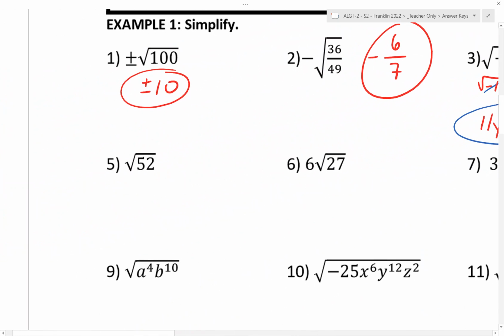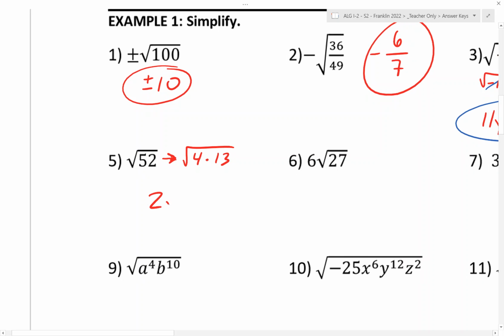Number 5 is 52. Similar idea, we're going to find the biggest perfect square inside of 52. And that is 4. So 52 is 4 times 13. Obviously 13 is prime, so it doesn't have any factors itself. So the square root of 4 is 2, and the 13 stays inside.